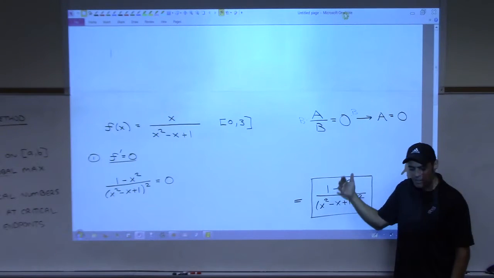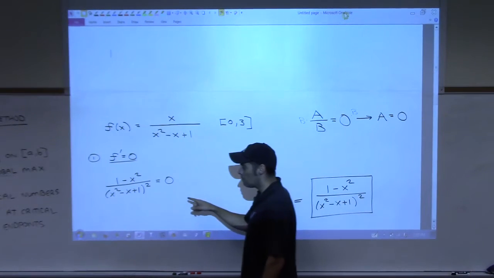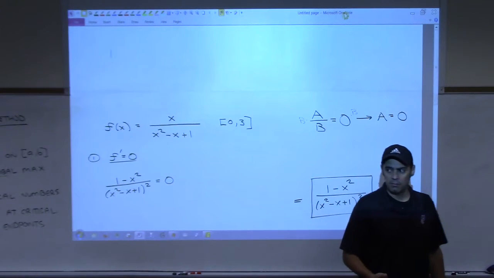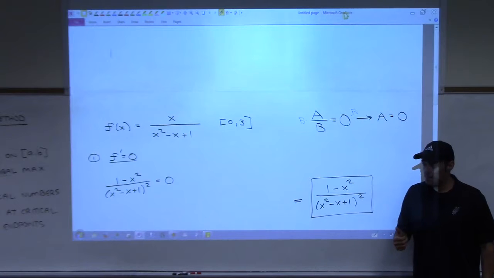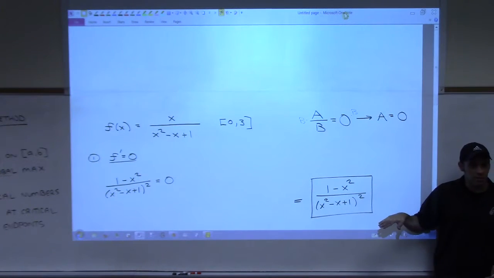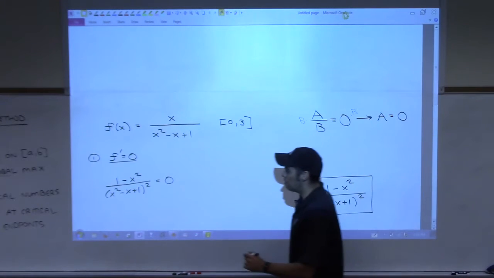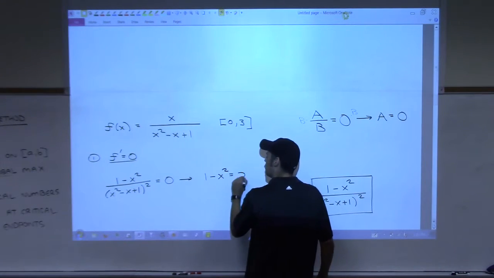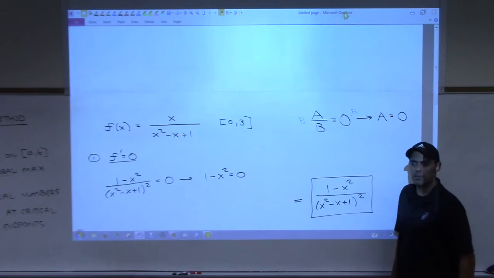So if you ever have a fraction that's equal to 0, you can always just convert it into setting the numerator equal to 0. Do y'all understand that? That's a super, super good shortcut for us here. That fraction, although it looks complicated, really just turns into 1 minus x squared equals 0. I just look at the top being equal to 0.